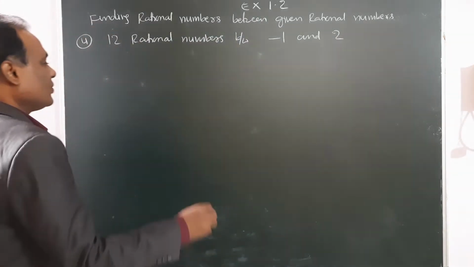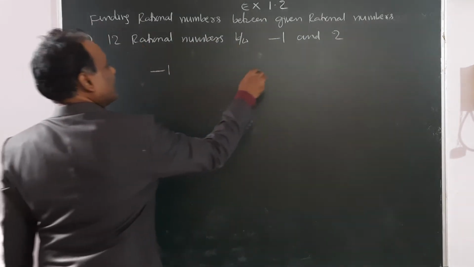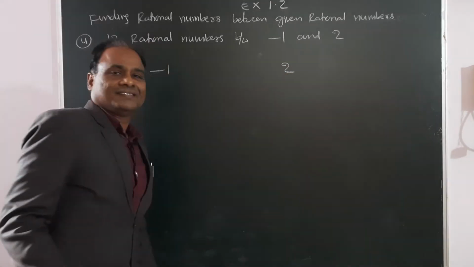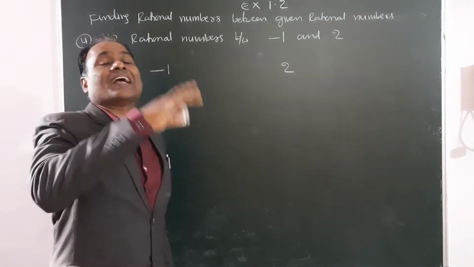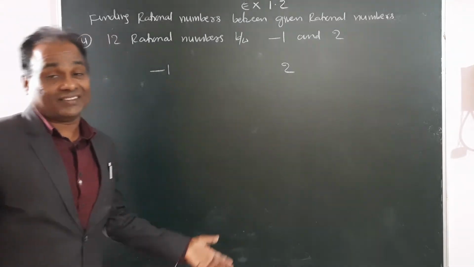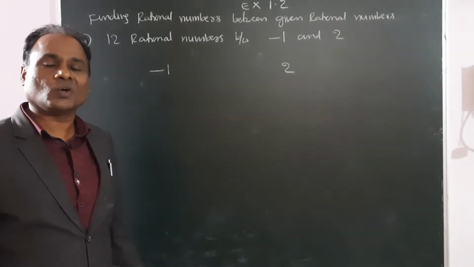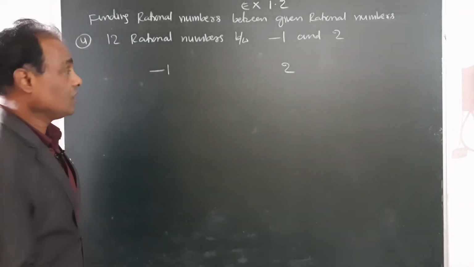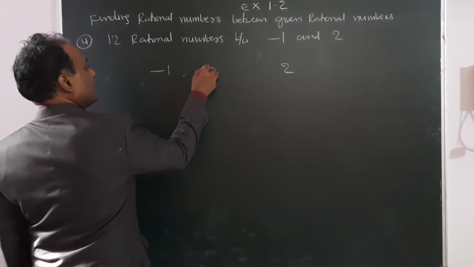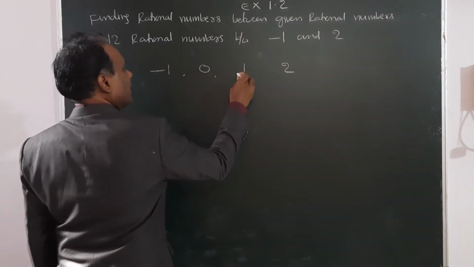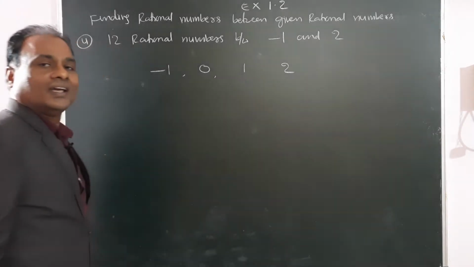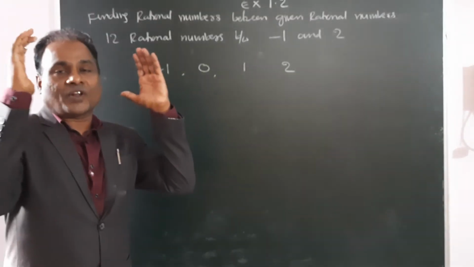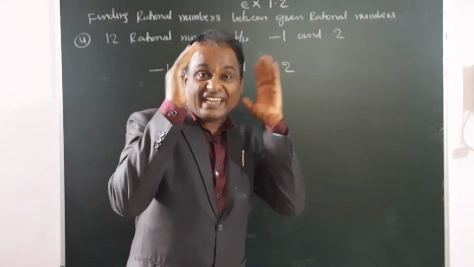Can you tell 12 numbers between -1 and 2? You may be thinking of only natural numbers or integers. So between -1 and 2, after -1 we will get 0, and after 0 we will get 1, and after 1 we will get 2, if you think only from the perspective of the integers.